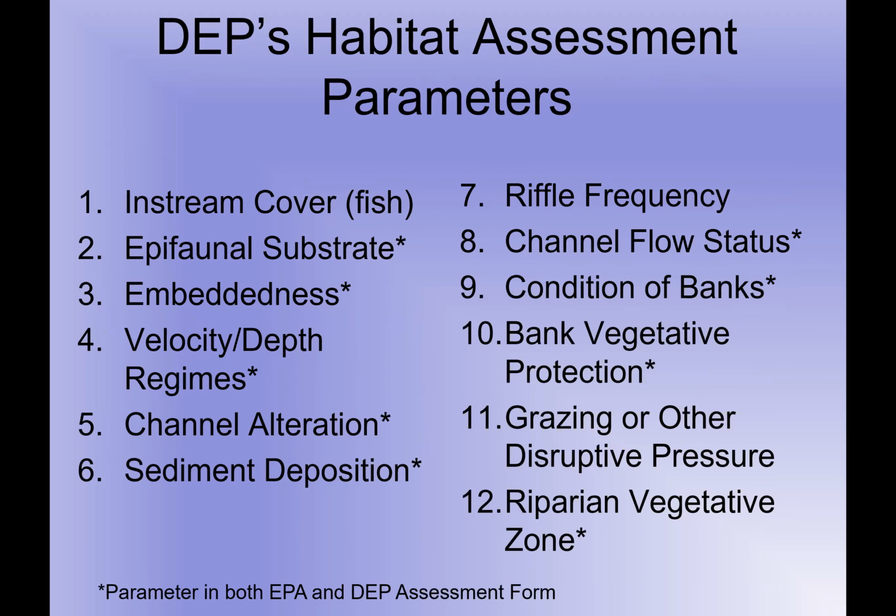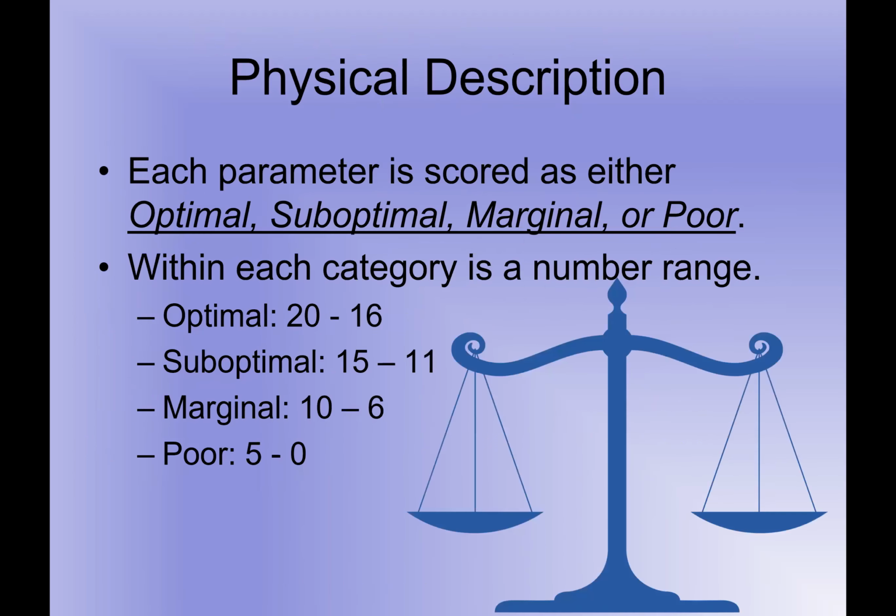What DEP has done is added 2 more parameters. But if you look at their categories, they're very, very similar. Anything with an asterisk is basically the same thing in the EPA. The only 2 that are different are really in-stream cover and the grazing or other disruptive pressures. So everything else is pretty much exactly the same as EPA's, just might have a different terminology. So that's why we're using the DEP one, just so we can factor in those other 2, because we do have grazing, and obviously we're looking for in-stream cover as well.